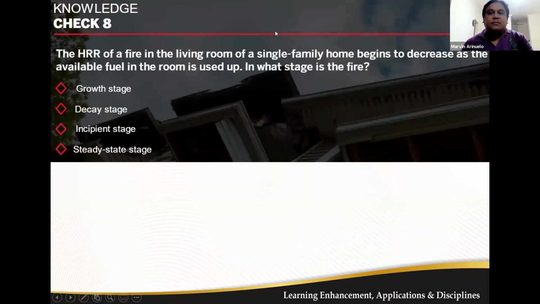Another question. The HRR of the fire in the living room of a single family home begins to decrease as the available fuel in the room is used up. In what stage is the fire?